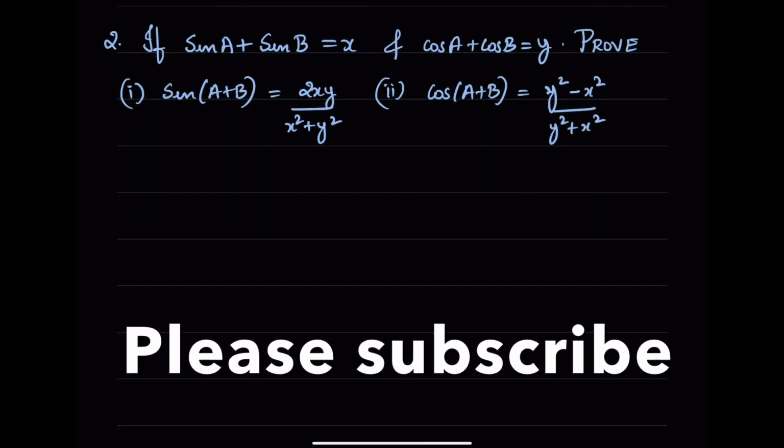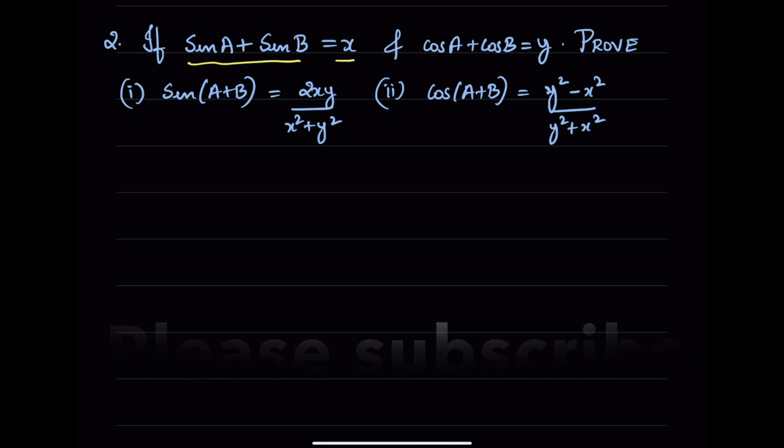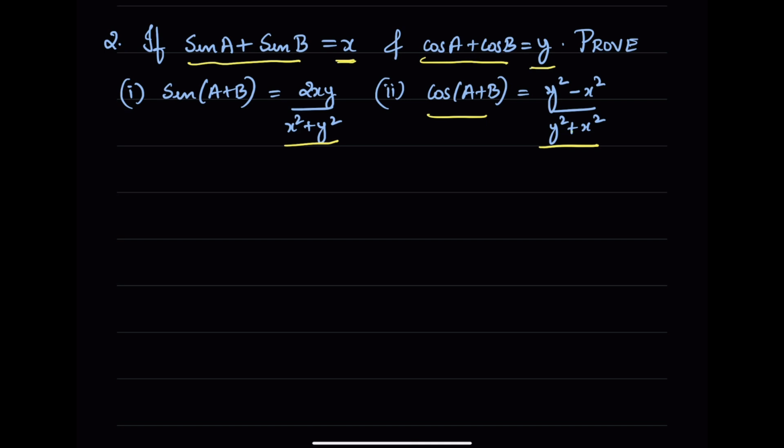So in the second question, the information we have is sine A plus sine B is equal to x and cos A plus cos B is equal to y. So we have to prove that sine of A plus B is equal to 2xy divided by x square plus y square, and cos of A plus B is equal to y square minus x square by y square plus x square. So we have the values of x and y. So we need x square plus y square and y square minus x square for this equation. So let's find that out individually.